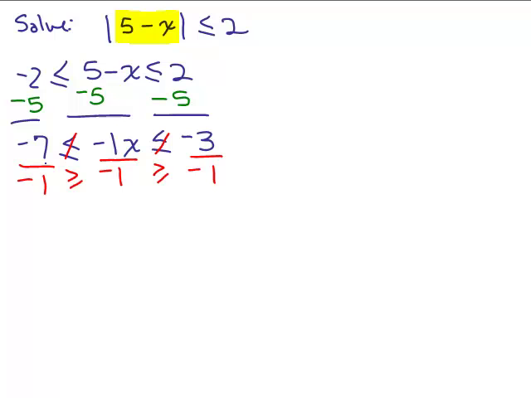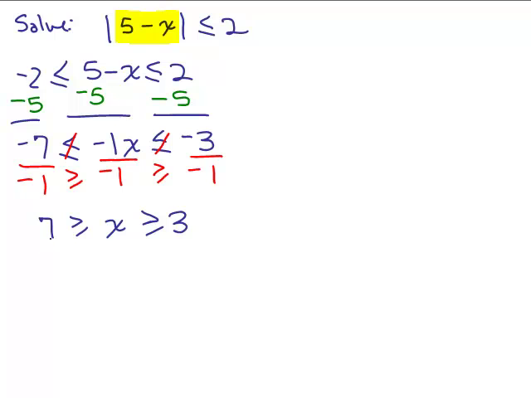So what do I have, really? This means negative 7 divided by negative 1. Well, you're doing a negative divided by a negative, so it's positive. 7 divided by 1 is just the number 7. We have this greater than or equal. The negative ones both cancel out here, so I just have x. I've isolated the x, which is the goal in solving, right? And what do I have? Negative 3 divided by negative 1. Again, negative divided by negative is positive, and 3 divided by 1 is 3. So this is what I get.